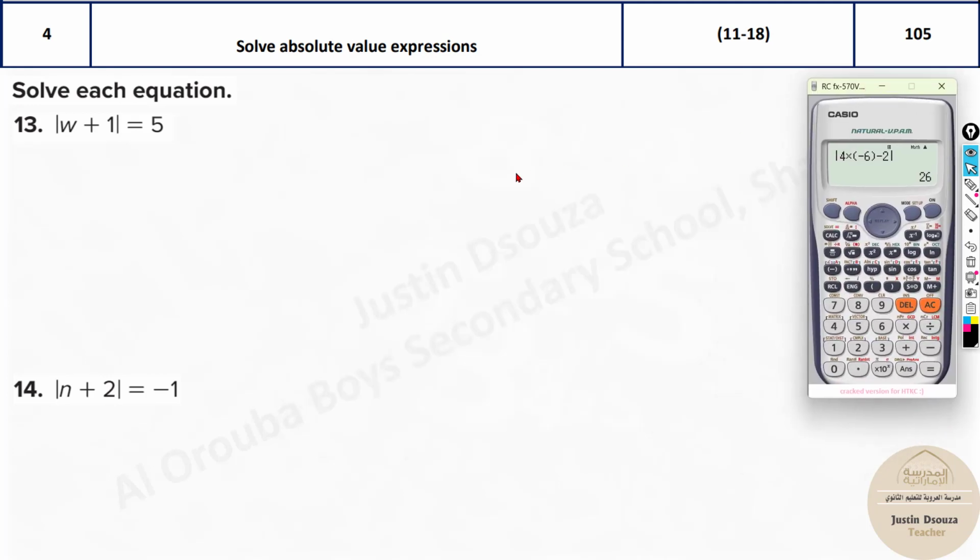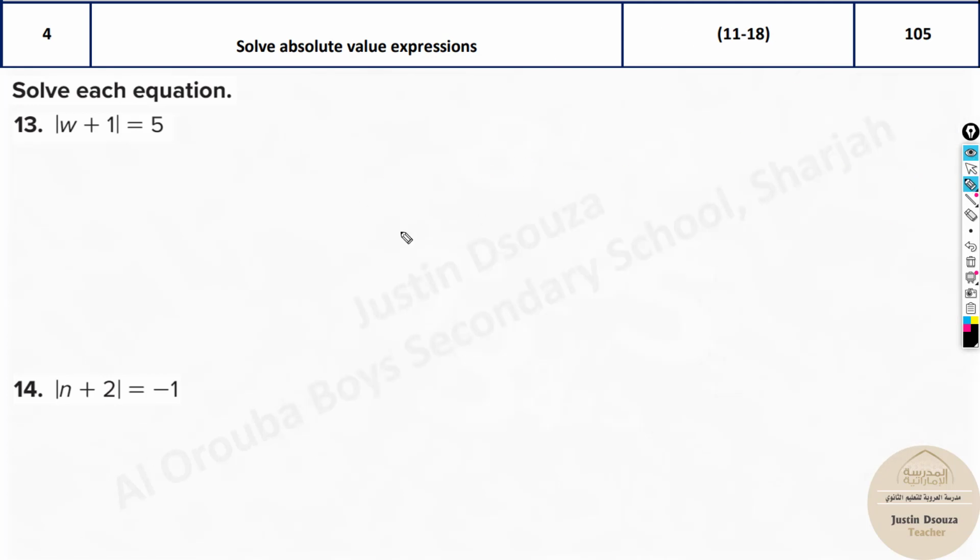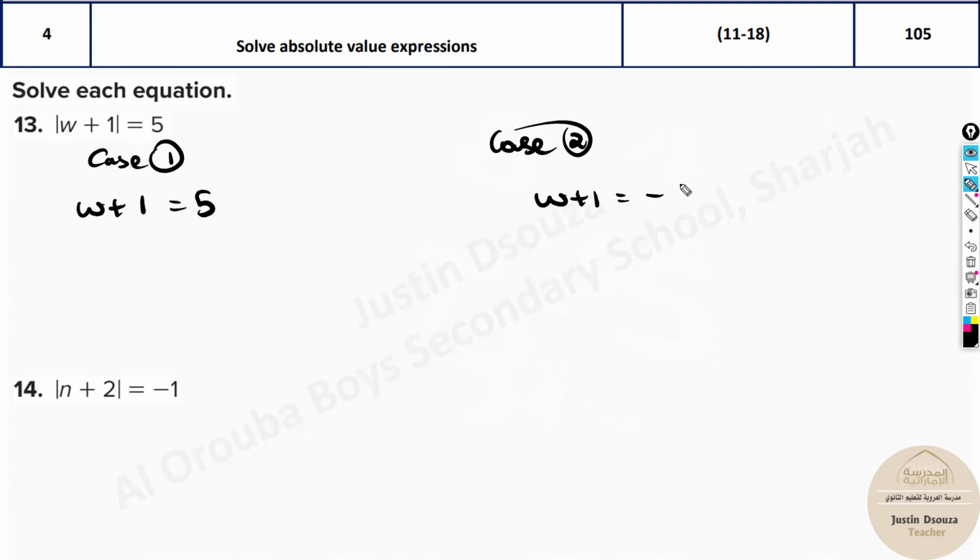We have done solving, so we will solve them quickly over here. What you do is, k is 1. I would prefer you to learn this method no matter what. It's very useful, so please understand this method. K is 1 is w plus 1 equals 5. Another one is w plus 1 equals minus 5.